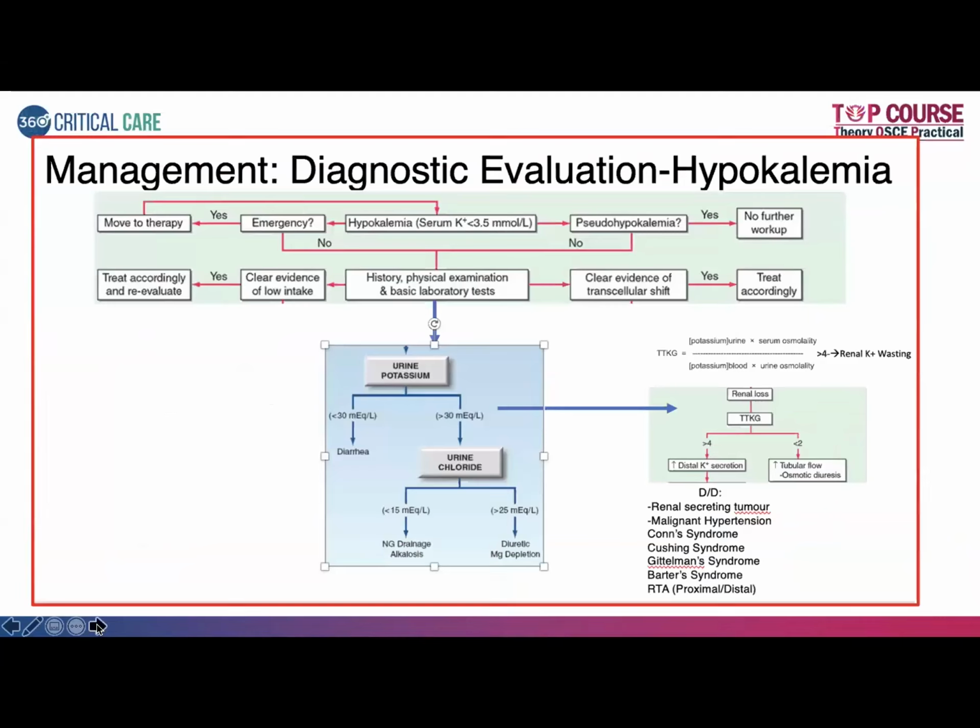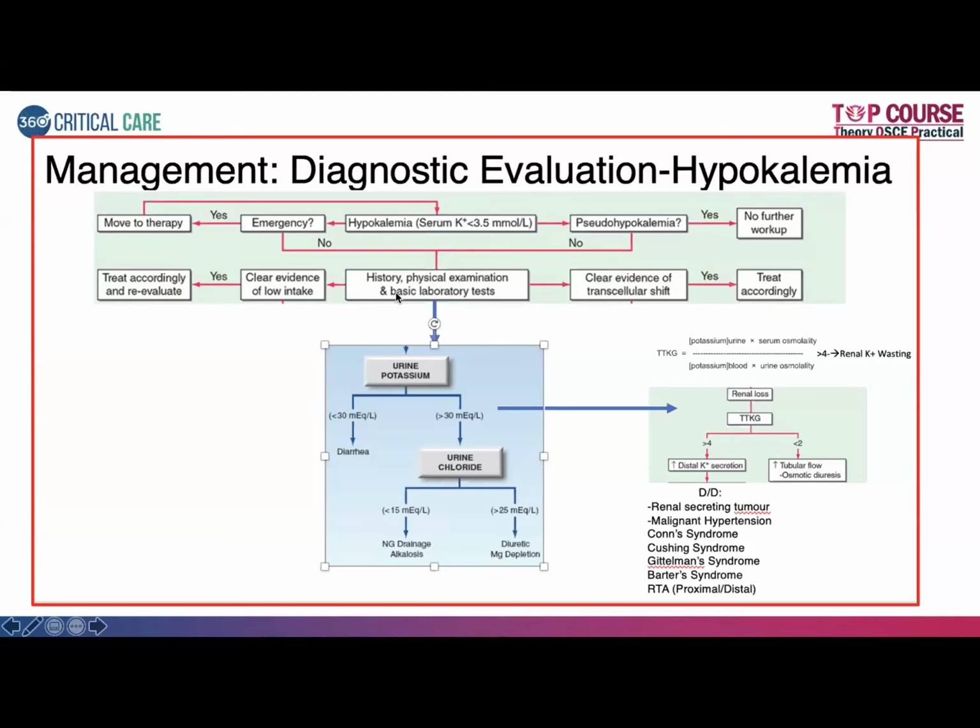So how will you evaluate hypokalemia? If the serum level is less than 3.5, first see if it's an emergency. If it's an emergency, the patient is having T wave inversions, U waves, then move to therapy. Okay, and rule out pseudohypokalemia. If it is pseudohypokalemia, no further workup.